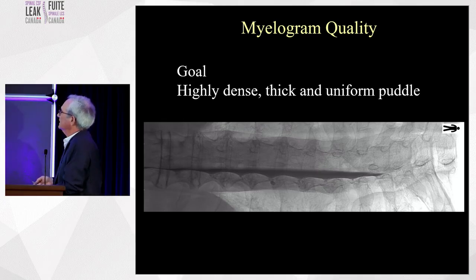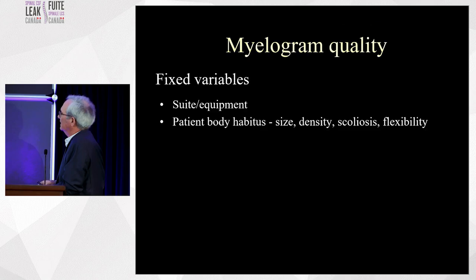So what are the things that really affect that? Our goal is a highly dense, thick, and uniform puddle, and we want to move it up and down the spine as we want. It's always nice to start with something that looks like that. What are the things that you can do for that? Well, the fixed variables you can't do much about. Your suite, your equipment, that's what you have to use. Hopefully it's good. The patient body habitus, the size. Some patients have scoliosis and flexibility problems. You're doing the best you can, but those things you can't really affect.